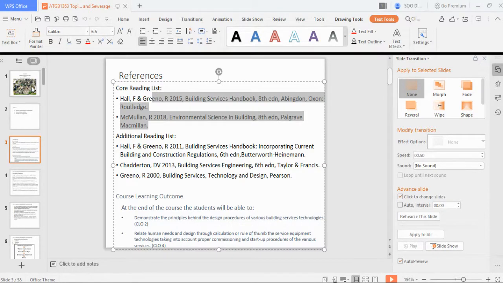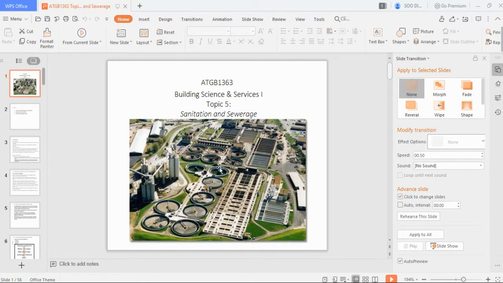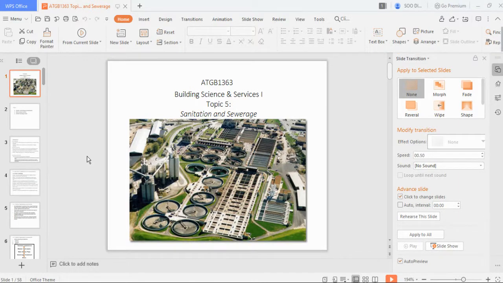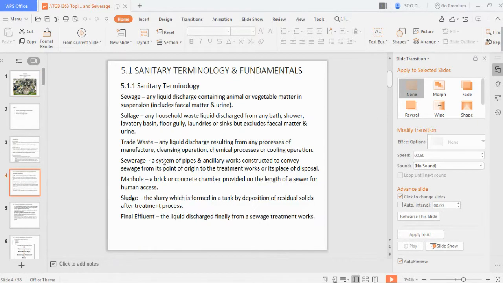So here in this topic, which is sanitation and sewage, you only have one type of calculation, and this will be your final calculation for this subject. Then for your last topic 6, you will not have any more calculation. So there's only one calculation for this topic, and this will be the last calculation for the entire course. So you won't encounter any more.